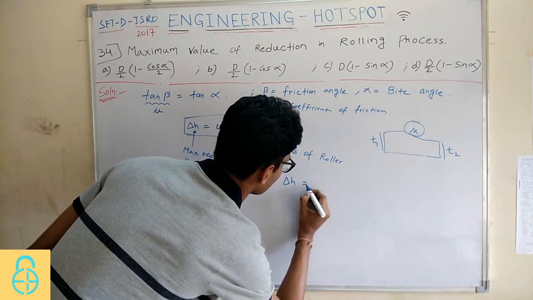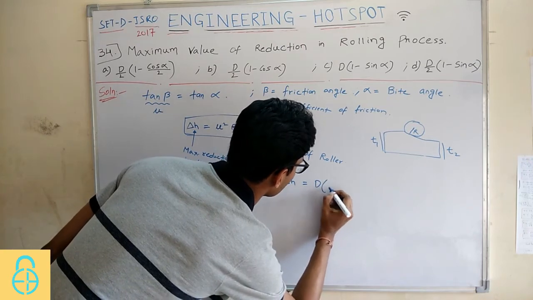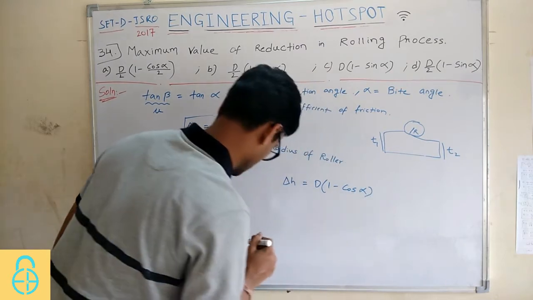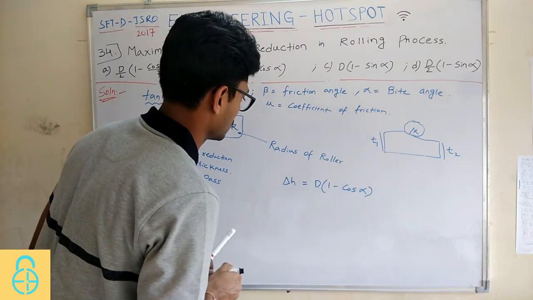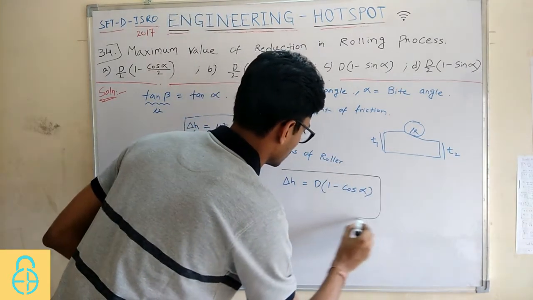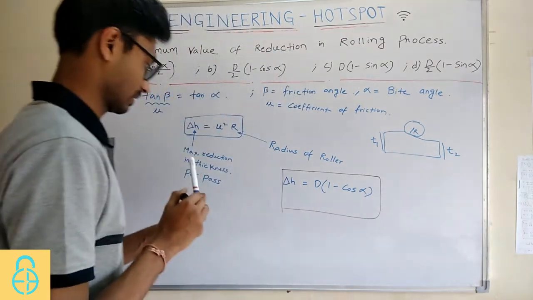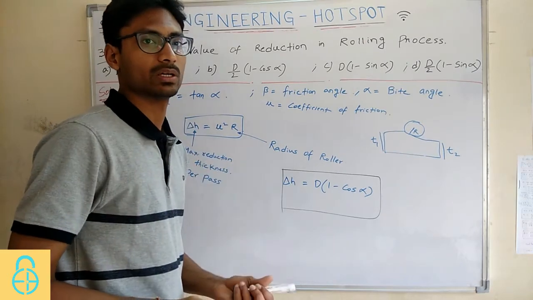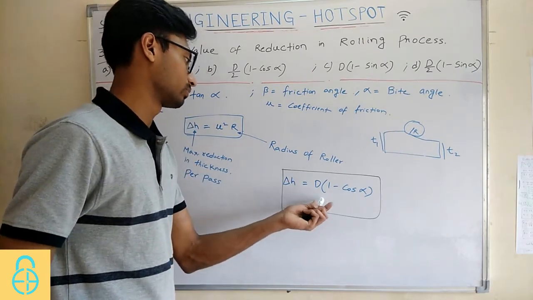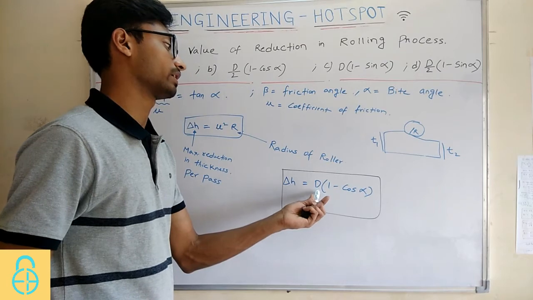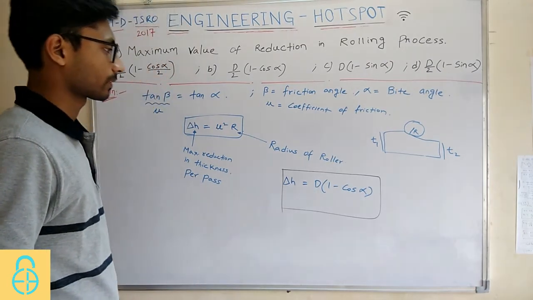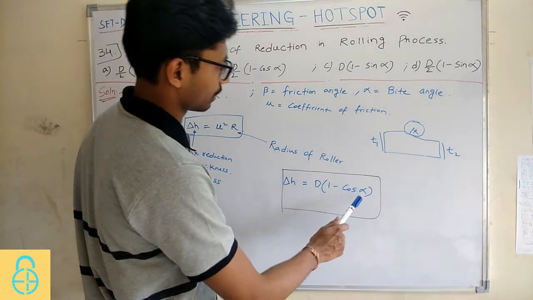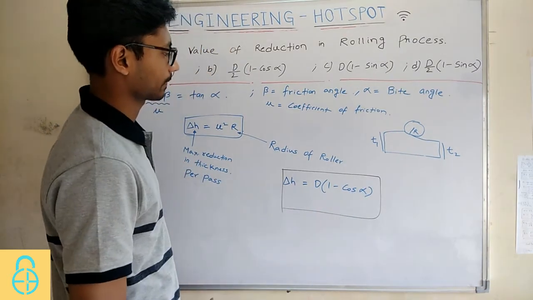But in general, delta H is given by D into 1 minus cos alpha. This is the general formula. Whenever they have not said anything about the maximum reduction, you have to use this formula only, where D is the diameter of the roller, and alpha is the angle of bite.